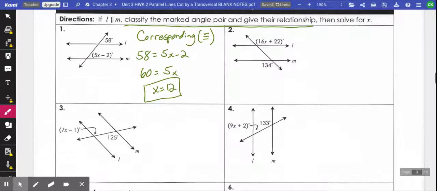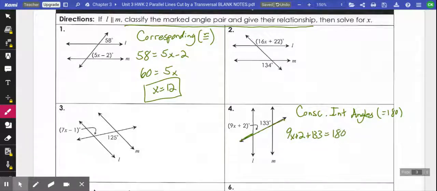Whereas, say I had something like number 4 here. What kind of angles are these? You would say that these angles are consecutive interior angles. The reason being is because they are on the same side of my transversal. Here's my transversal. And they're between my parallel lines. So, same side between my parallel lines. And what do we know about consecutive interior angles? They add up to 180. So, in this case, I take 9x plus 2 plus 133, set it equal to 180, and then I just go about solving for x.